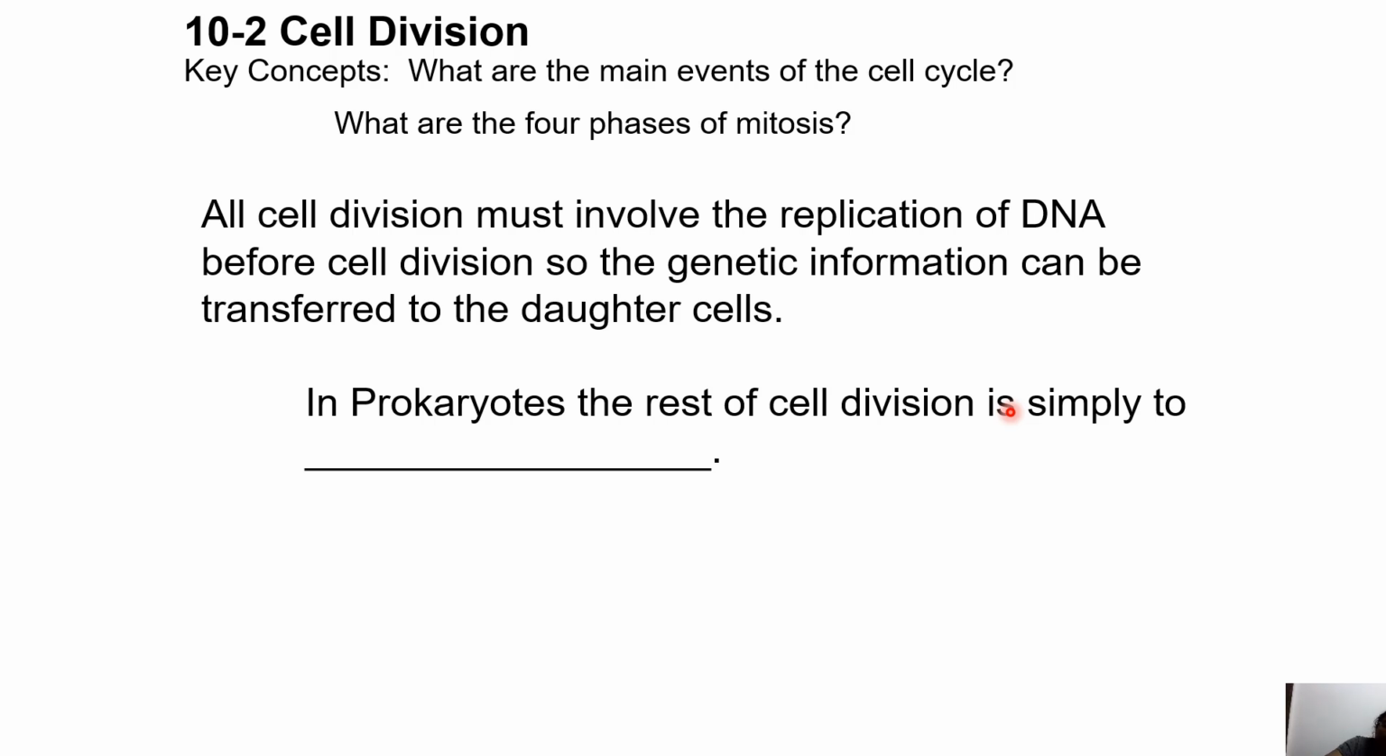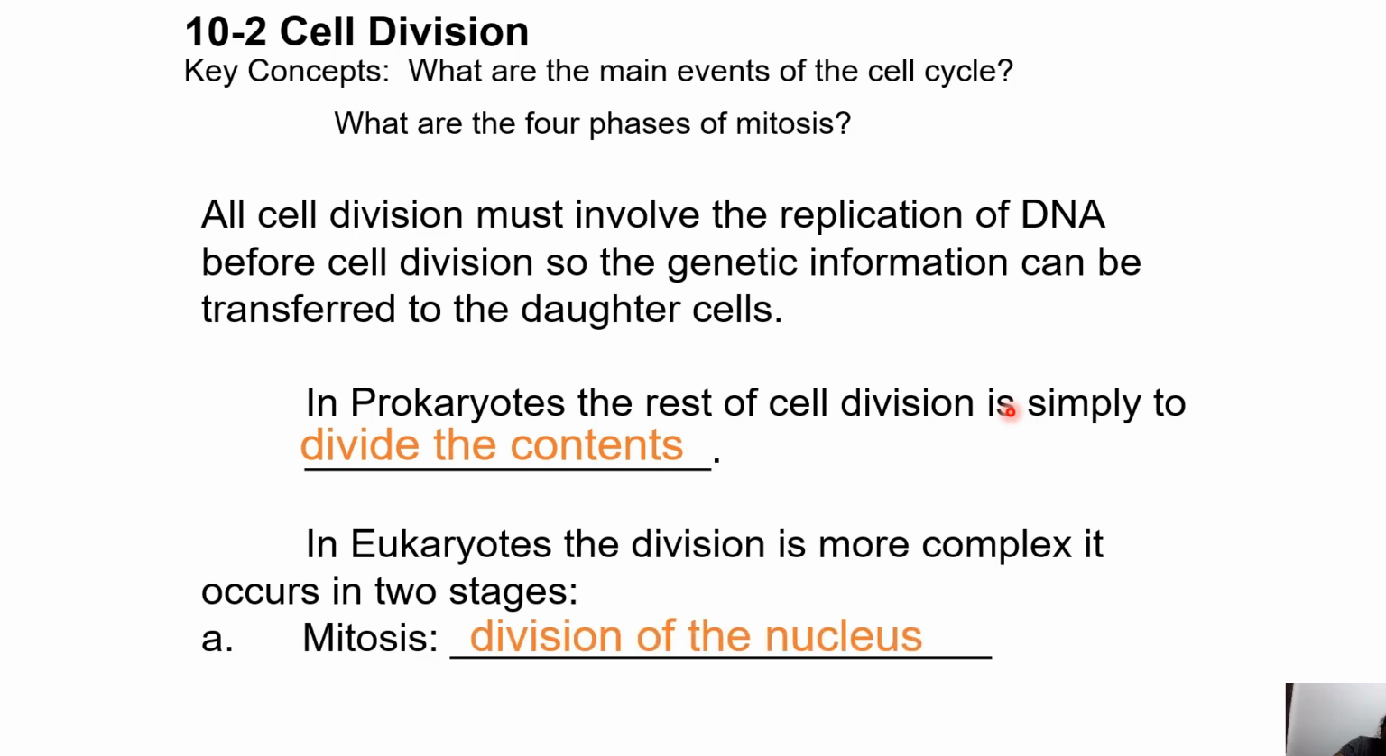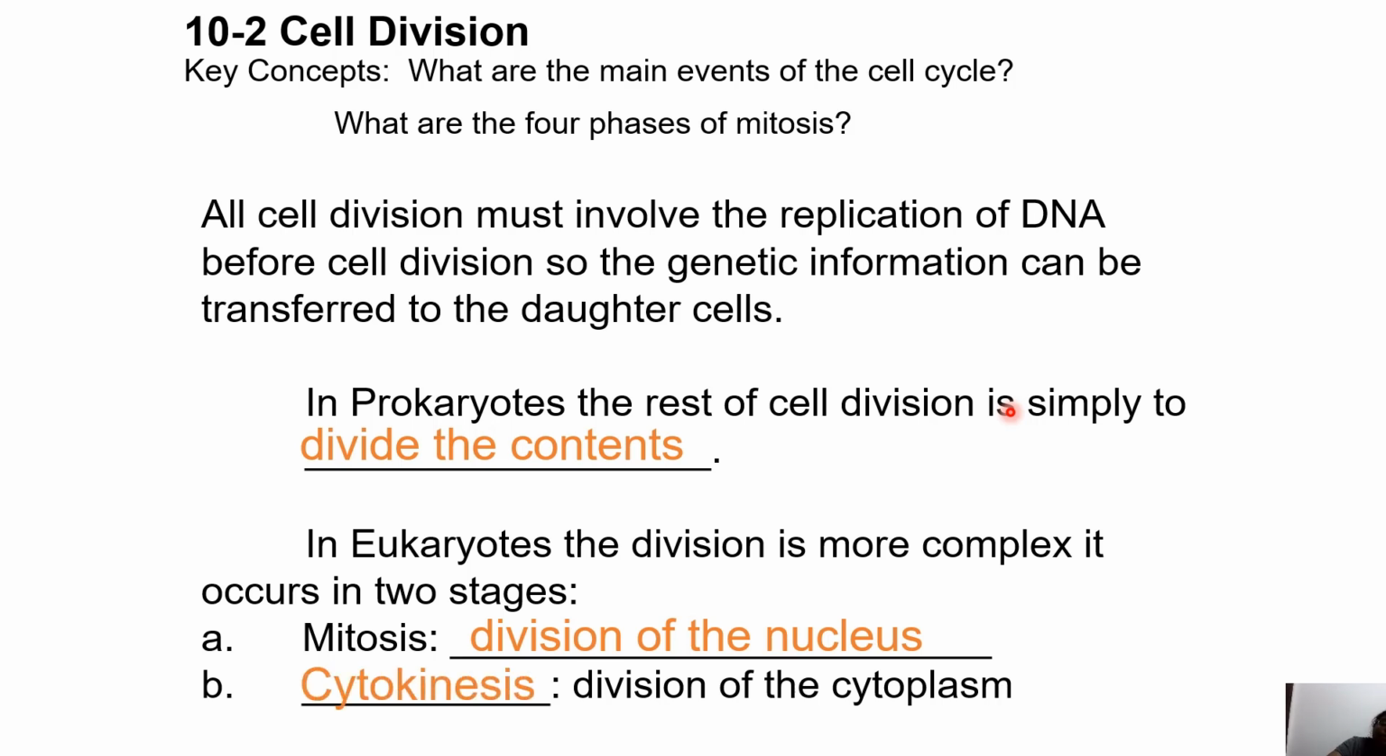Now in prokaryotes, the rest of cell division is simply to divide the contents, and in eukaryotes the division is more complex. It occurs in two stages: mitosis, division of the nucleus, and cytokinesis, division of the cytoplasm. So actually it should be karyokinesis. Karyokinesis means division of the nucleus, cytokinesis means division of the cytoplasm, and the entire process can be called mitosis.